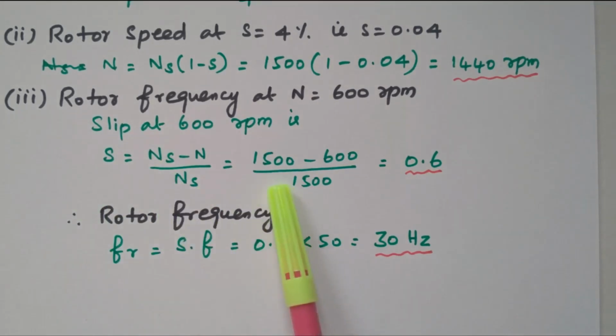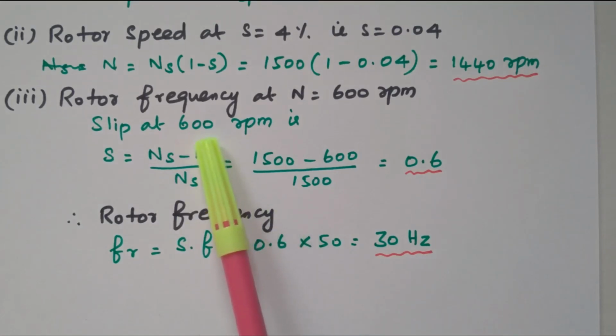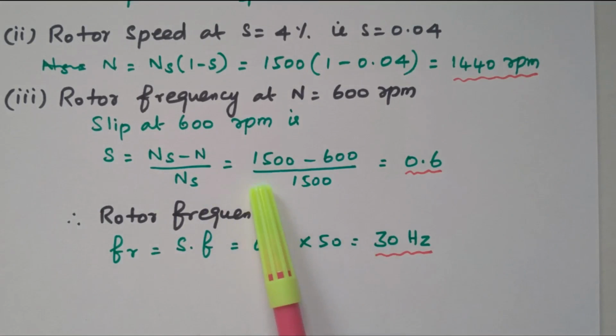So the synchronous speed is 1500, which we have just calculated. The speed is given as 600 rpm. So 1500 minus 600 divided by 1500. So it is about 0.6. The slip is 0.6. For the given 600 rpm, the slip of the induction motor is 0.6. So with this data, we can find the rotor frequency.